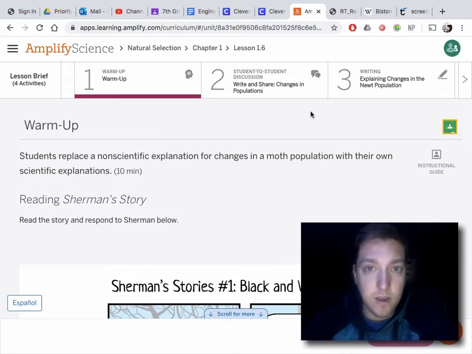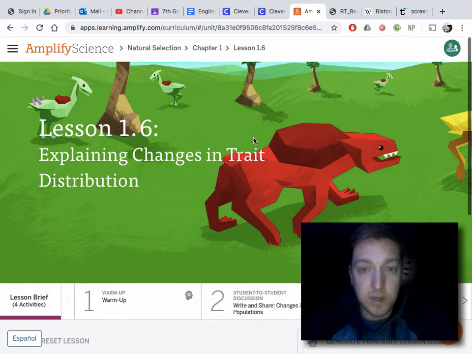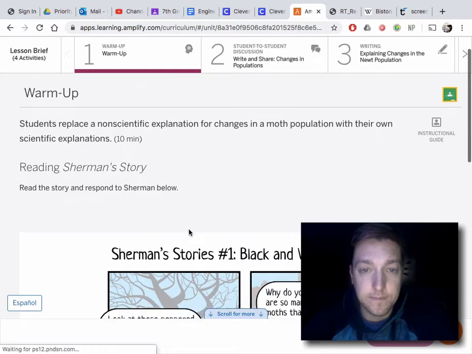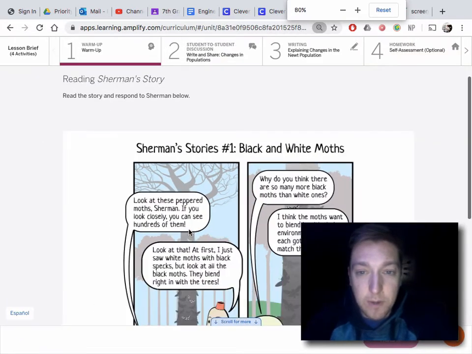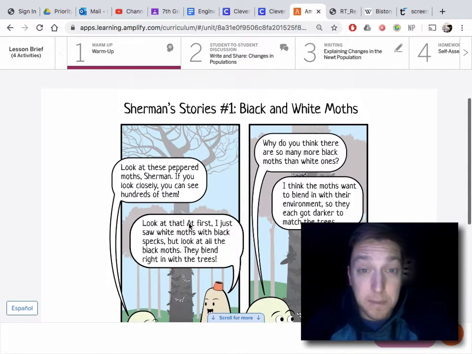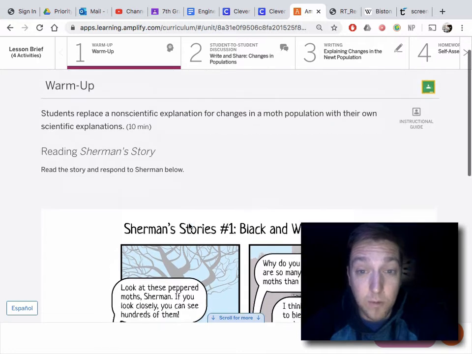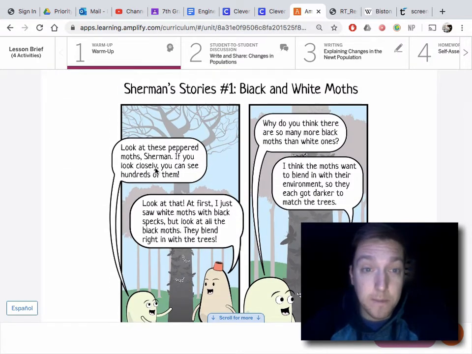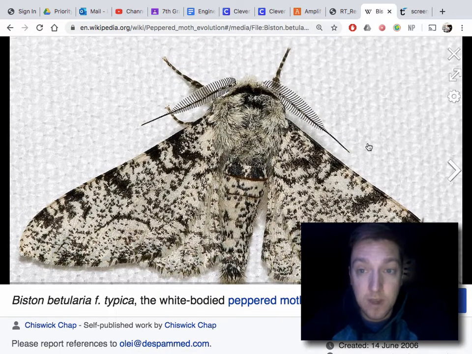Hi, 8th grade. Today we're going to be doing Natural Selection 1.6, so let's look at the warm-up. Now before we do this warm-up, you might be wondering why the warm-up is about black and white moths. They actually say peppered moths, so I'm going to explain that first.